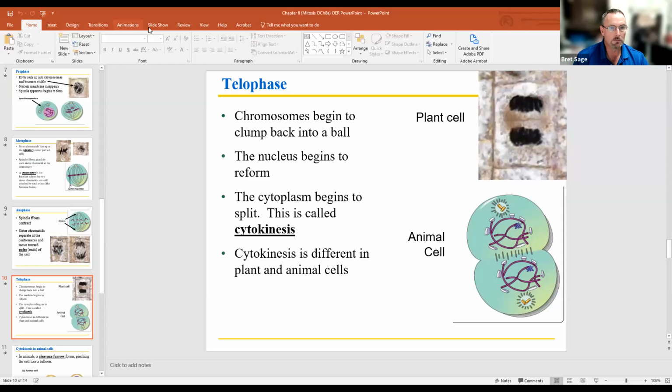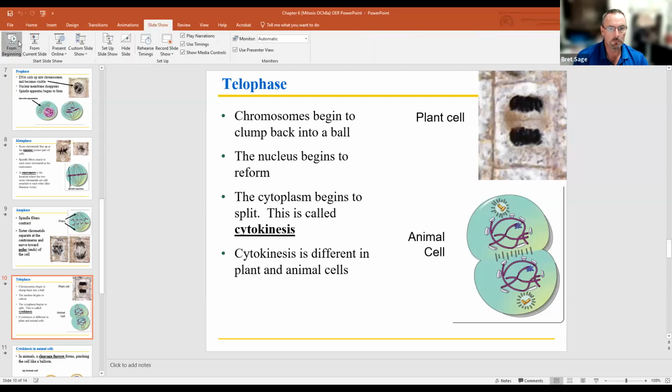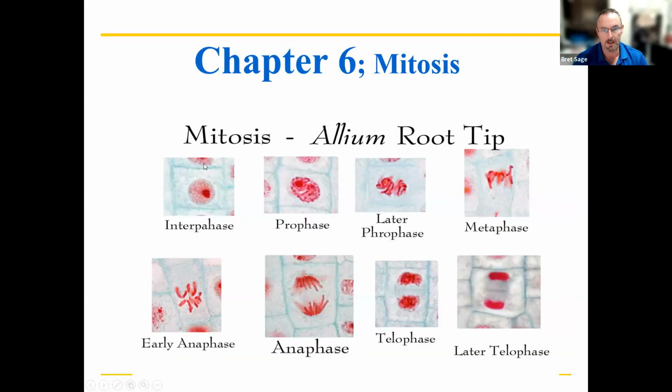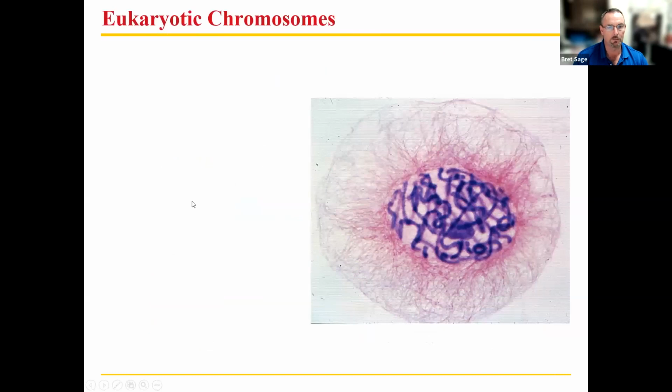Okay, here we go. Chapter 6. This is what mitosis looks like. We're going to be looking at this under the microscope in lab together in class pretty soon. These are the different phases. Okay, so let's go through the notes.